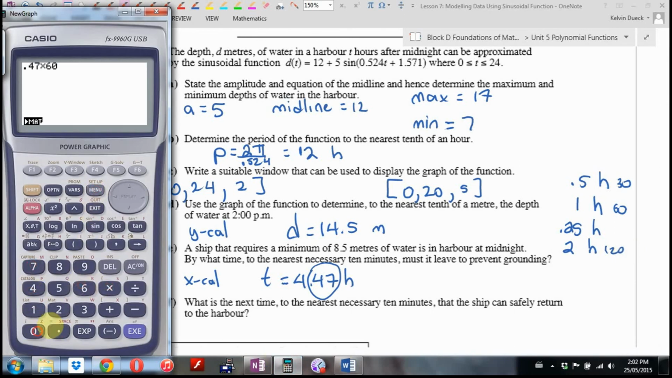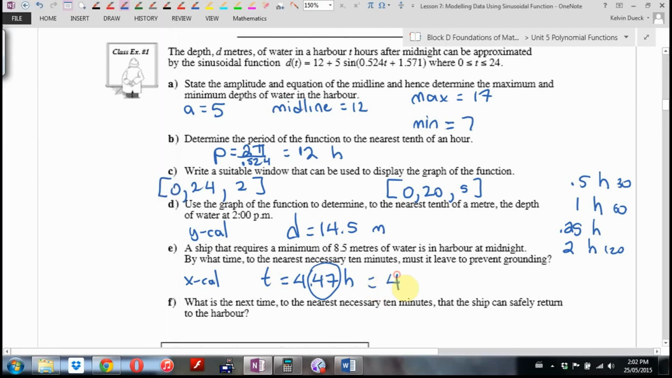So I'm going to go 0.47 times by 60. You know what? This is 4 hours, 28 minutes. Really 4 hours and 30 minutes if I want. But I'm going to say equals 4 hours, 28 minutes. It's got to be out well before 4:30 a.m. Otherwise, this ship is going to ground on the bottom, and that's expensive. Then you get an oil spill or a leak or yuck. Don't want to do that.